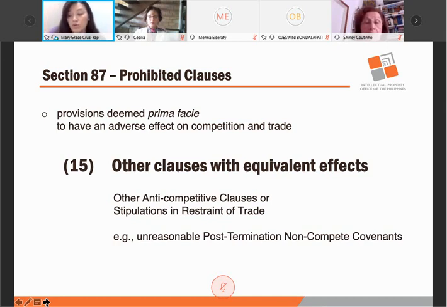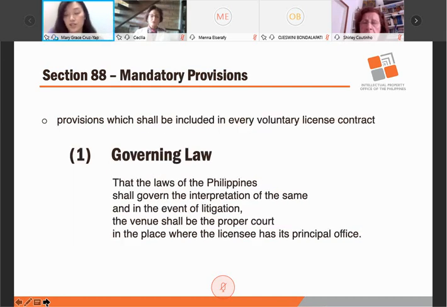As it stands now, the maximum for post-termination non-compete covenants is 1 year. Beyond that, it's prohibited.